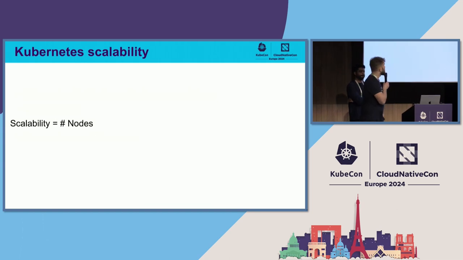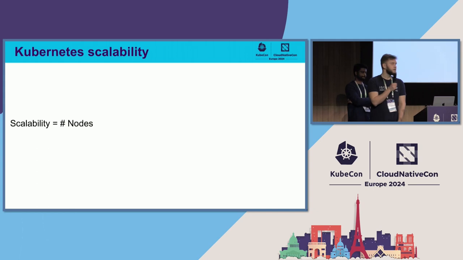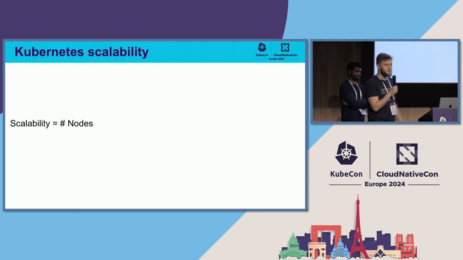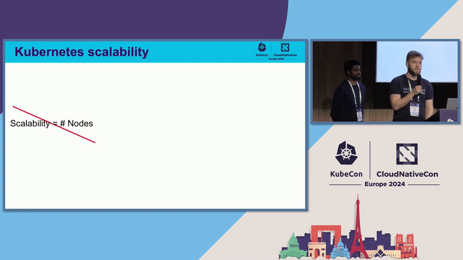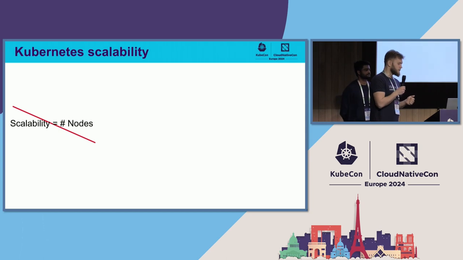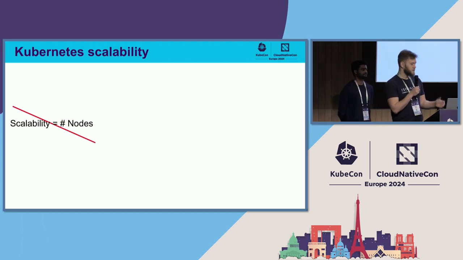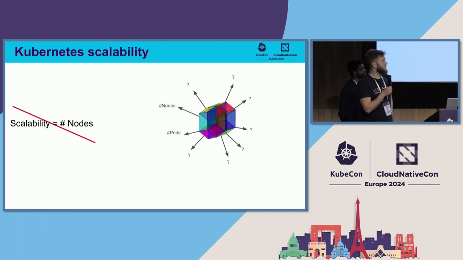Okay, so let's start talking about Kubernetes scalability. Usually when you think about Kubernetes scalability, what you have in mind is the number of nodes. Well, wrong. Scalability is not just the number of nodes. When I think about scalability of Kubernetes, it's important to think about multiple dimensions. Number of nodes is just one dimension that you should care about. The next thing that usually comes to mind is the number of pods, but this is not all.